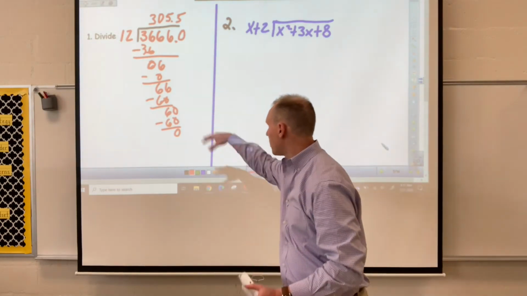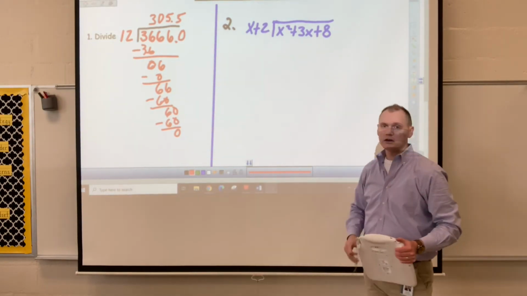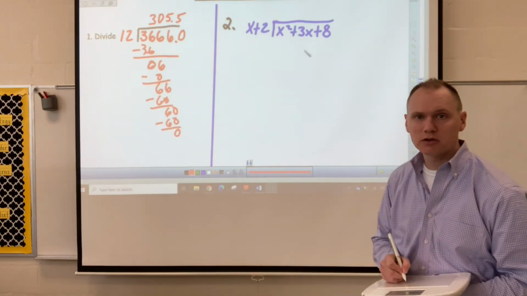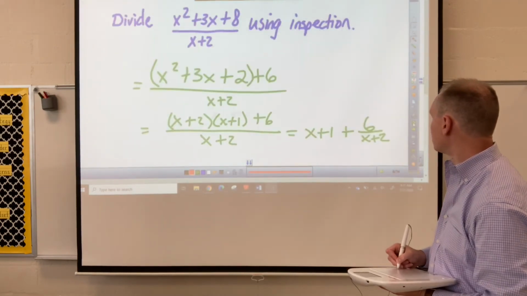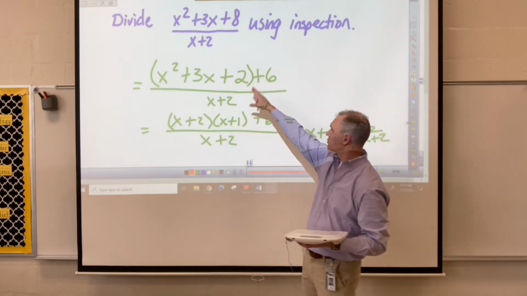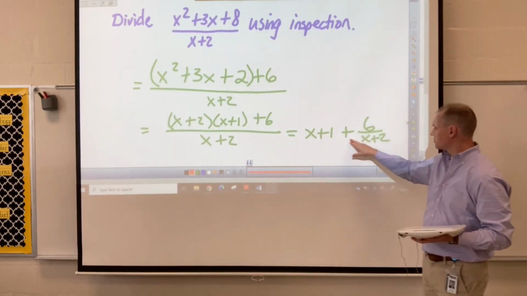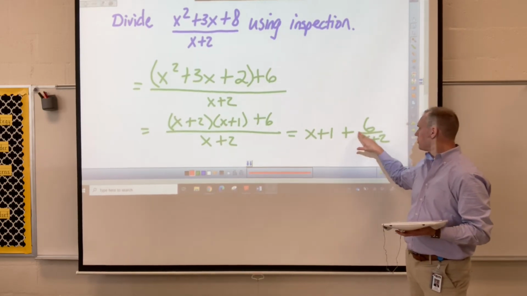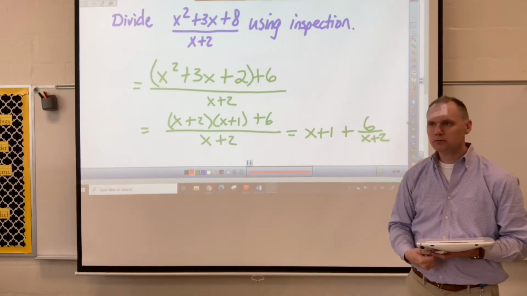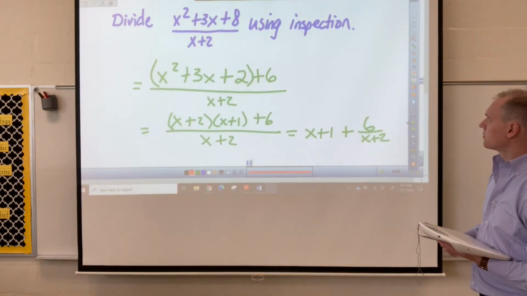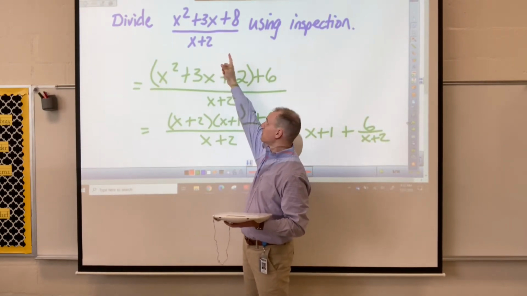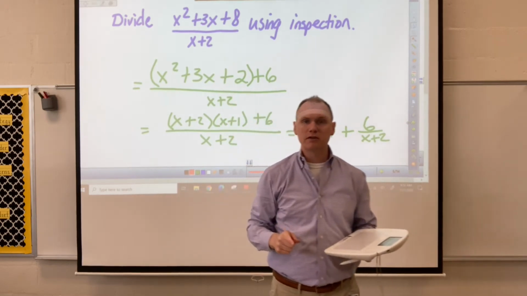So this same overall process we're going to apply to this here. Now if you remember, this is the same problem we just did a minute ago using division by inspection. Let me remind you real quick. It was here. So we did division by inspection, rewrote the 8 as 2 plus 6, and then we went from there. And this was the result, x plus 1 plus the remainder was 6 over the divisor of x plus 2. Okay? So, again, vocabulary here. X plus 2 is the divisor. X squared plus 3x plus 8 is what we call the dividend.